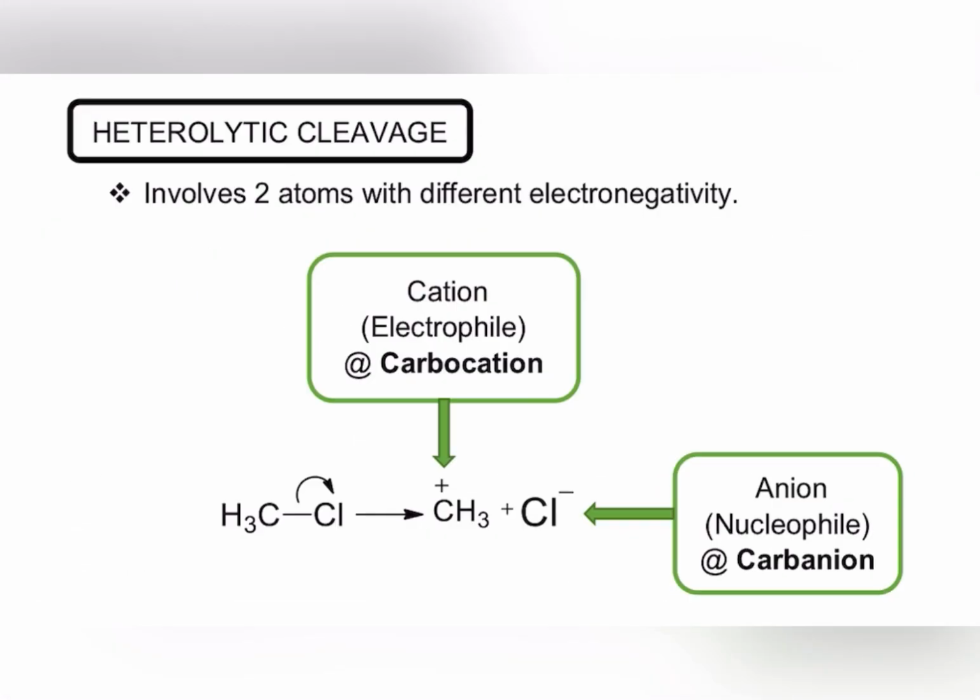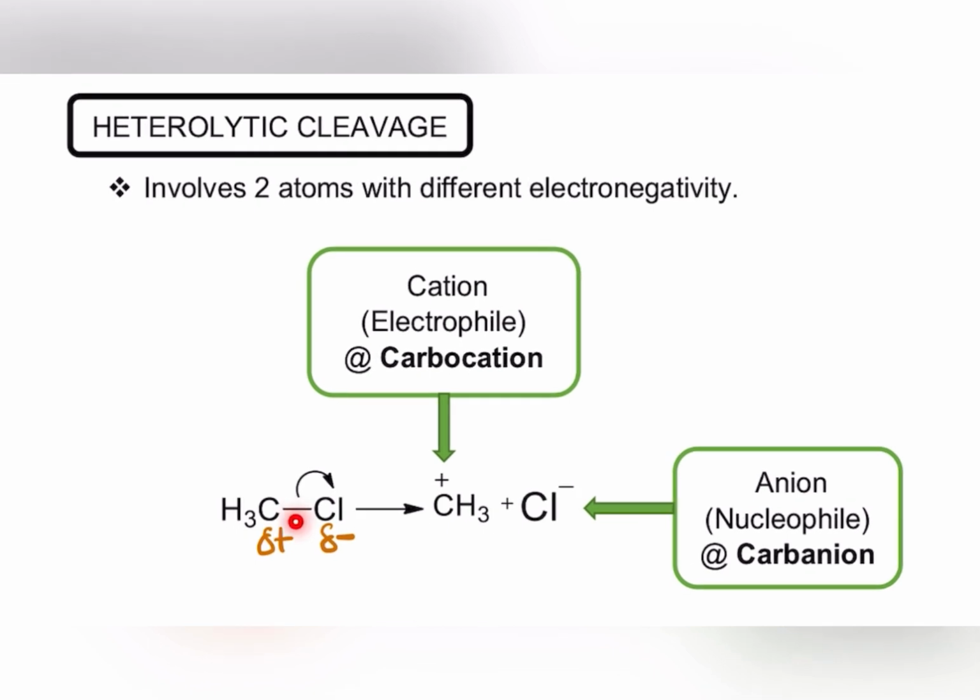Now, let's continue with heterolytic cleavage. Heterolytic cleavage only involves 2 atoms with different electronegativity. For example, I have CH3 bonded to Cl, so the covalent bond here will be split unsymmetrically towards the more electronegative atom, between the carbon and chlorine atom. Carbon is partial positive, chlorine atom is partial negative. So of course, all electrons from this covalent bond will be transferred to the chlorine atom, which makes your products CH3+ and Cl-.